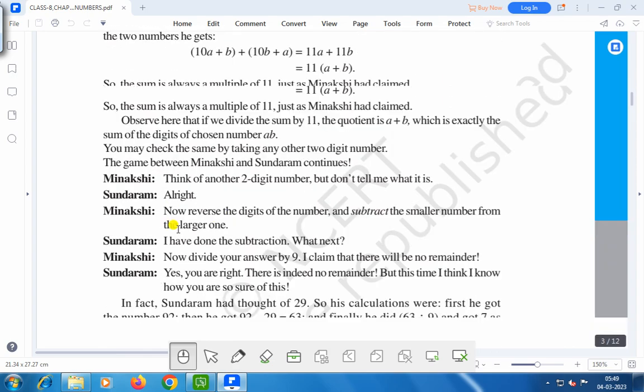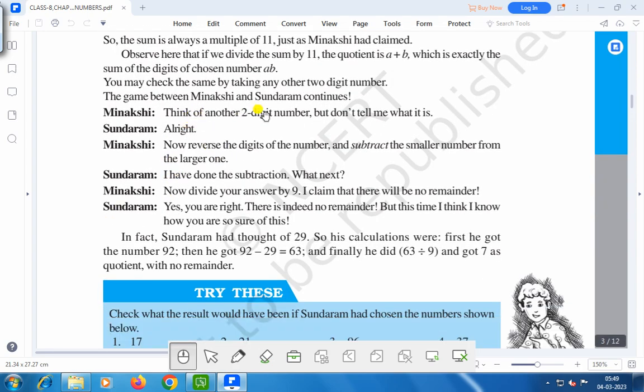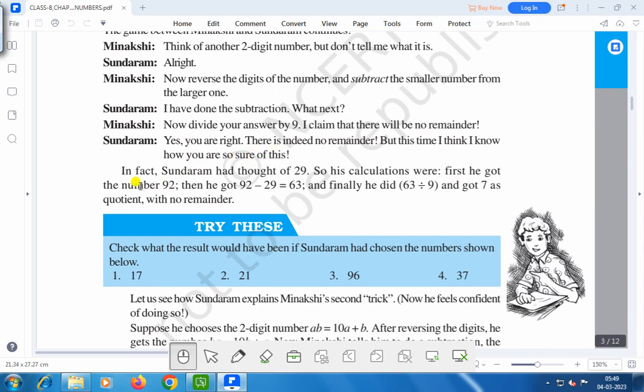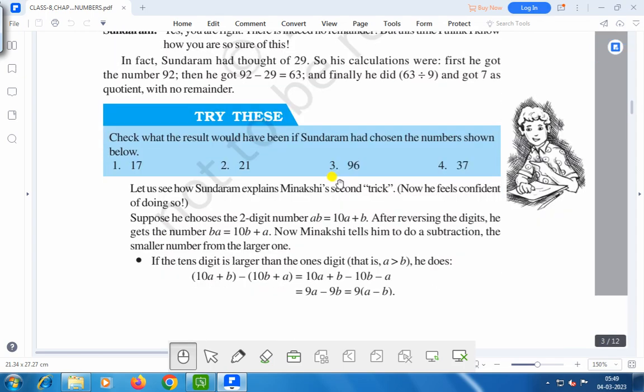The game between Meenakshi and Sundaram continues. Meenakshi: Again, think of another two-digit number, but don't tell me what it is. Alright, now reverse the digits of the number and subtract the smaller number from the larger one. Sundaram: I have done the subtraction. What next? Meenakshi: Now divide your answer by 9. I claim that there will be no remainder. Sundaram: Yes, you are right. There is indeed no remainder, but this time I think I know how you are so sure of this. In fact, Sundaram had thought of 29, so his calculations were: first he got the number 92, then 92 minus 29 is 63, and finally he did 63 divided by 9 and got 7 as quotient with no remainder.